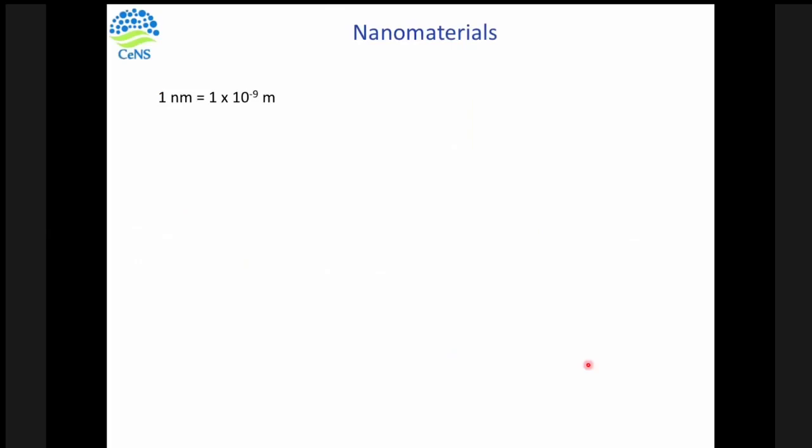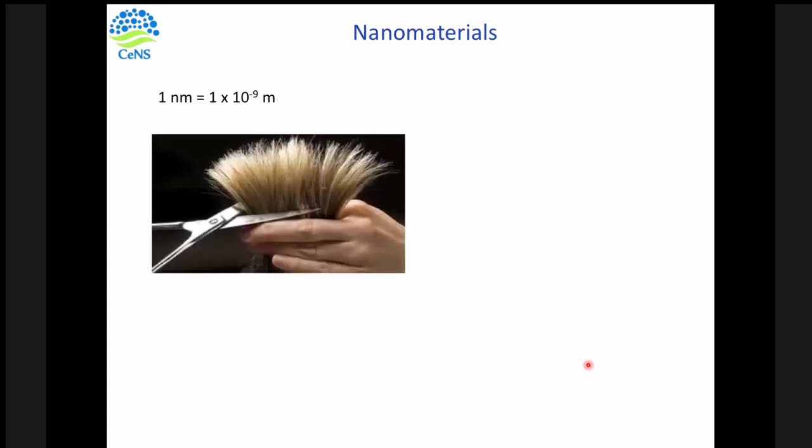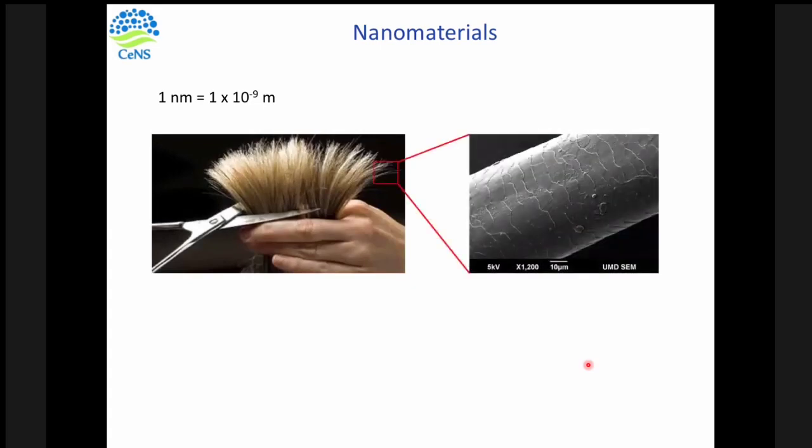All of us know that a nanometer is 1 times 10^-9 meter. Sometimes these very small numbers are something we do not deal with every day, so we do not get a feel for them. A hair is something you can feel, and roughly one hair thickness is around 100 micrometer. And 100 micrometer is nothing but 100,000 nanometer. So if we take a hair and chop it into 100,000 pieces, then the size of one piece is 1 nanometer.